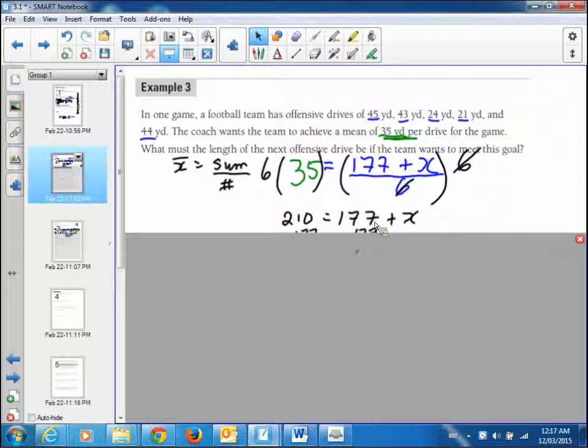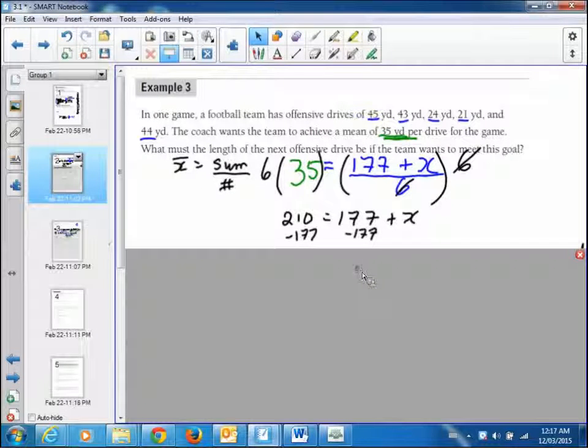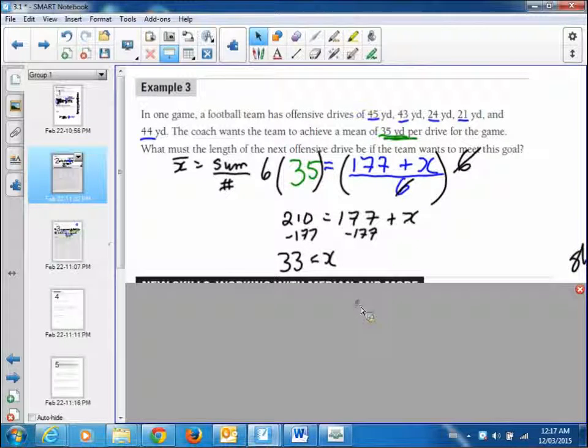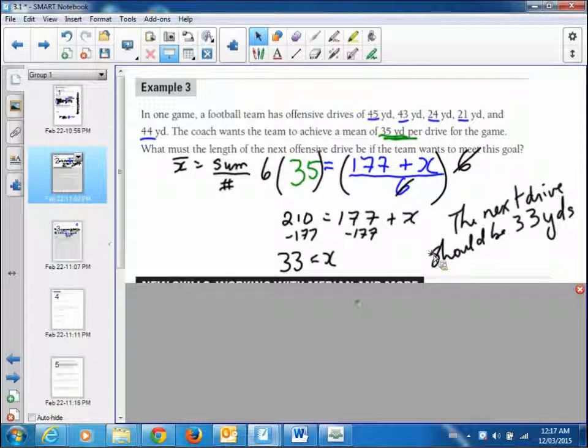The next thing you do is to get x all by itself. If it's 177 plus x, let's get x by itself by subtracting 177 from both sides. When you do that, the arithmetic tells you 33 is what the value of x is. So then make a statement. The next drive should be 33 yards.